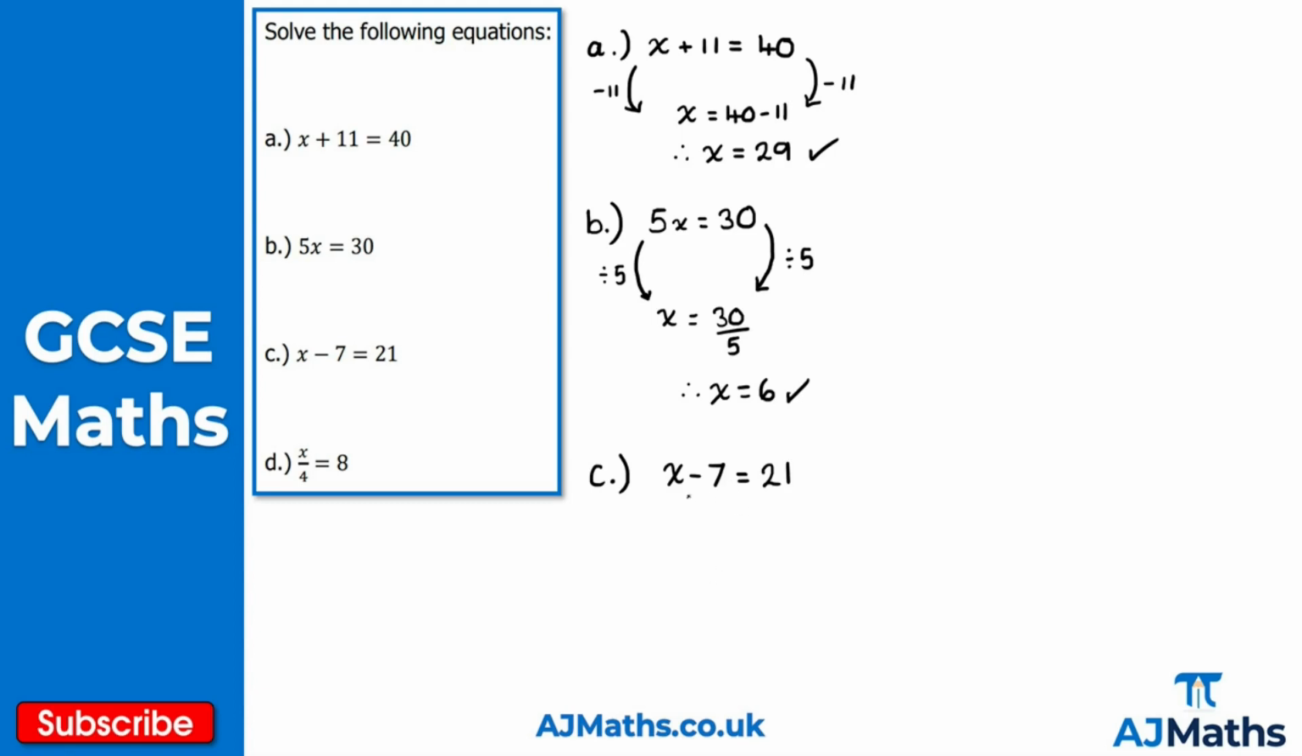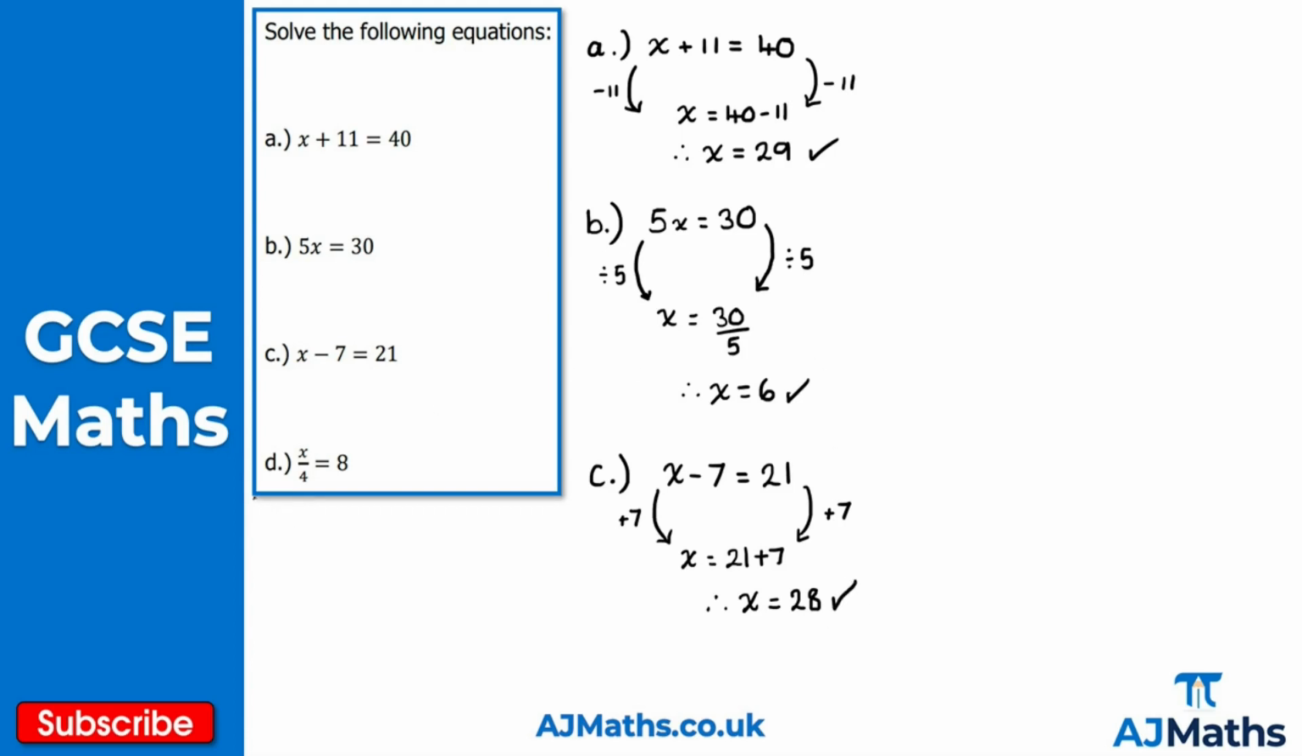So what I need to do here is get rid of this minus 7 on the left hand side. So using inverse operations here, we're going to add 7 to both sides. So plus 7 to both sides here. On the left hand side, the minus 7 now will disappear because we've added 7 to that, so that would just be 0. We get x on its own. On the right hand side here, 21 plus 7. And in that case then, we get x equals 28.